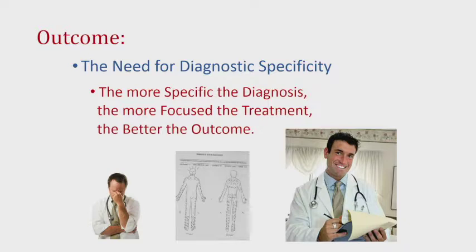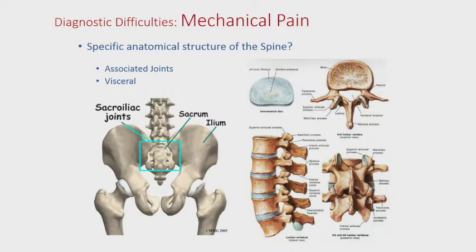Back pain is not a diagnosis. It's a symptom. I see it all the time. They come in with a 6-month diagnosis of back pain. Sciatica is not a diagnosis. Sciatica is a symptom. Why are they having shooting arm or leg pain? Diagnostic specificity is the key place to start.